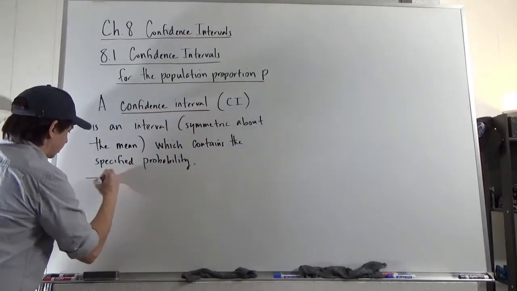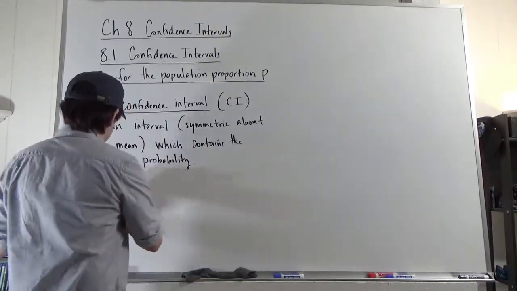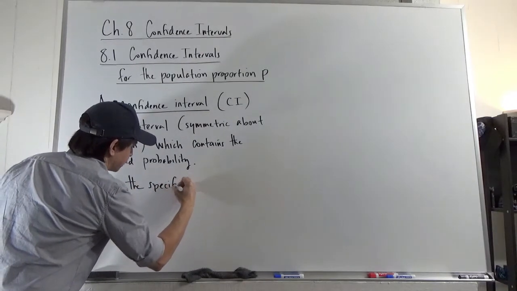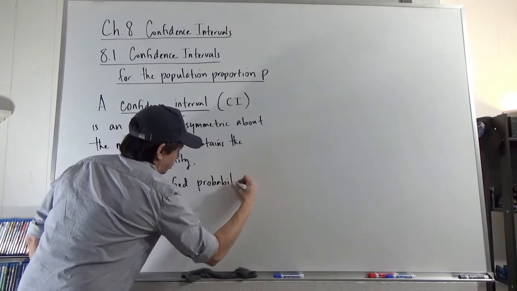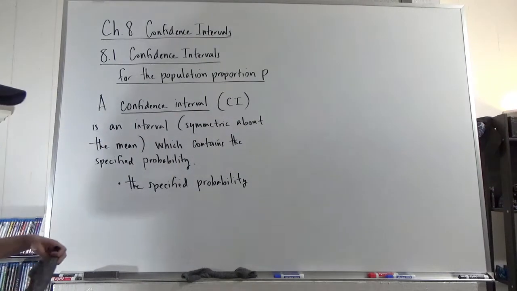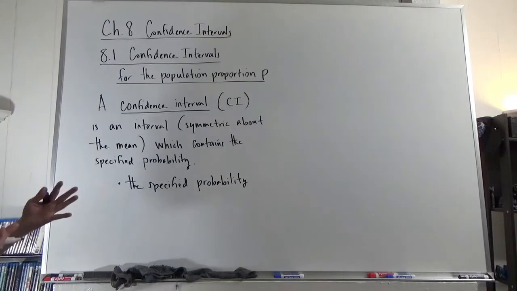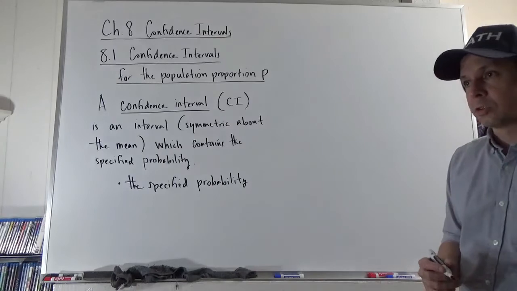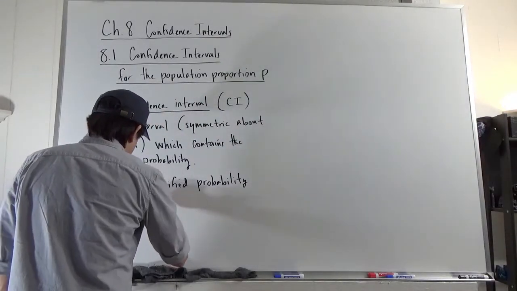Confidence interval. That specified probability that we're referring to, which could be any probability, tends to be on the high end, and there are some standard ones, 90% confidence interval, 95%, and we'll do some weird ones like 87%, just to make sure we know how to do it, even if it's not one of the ones that's commonly used. The specified probability is called the confidence level.